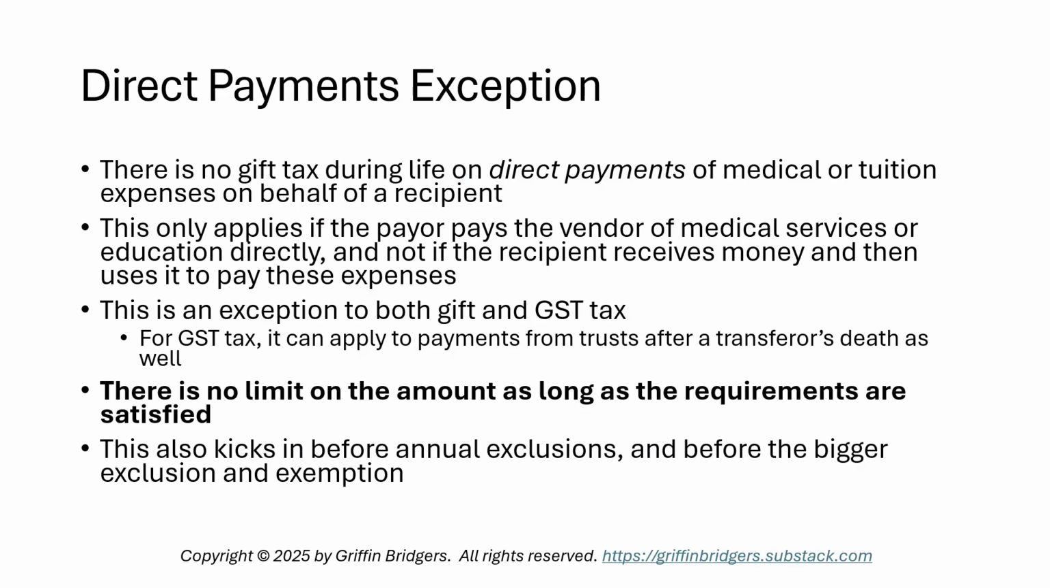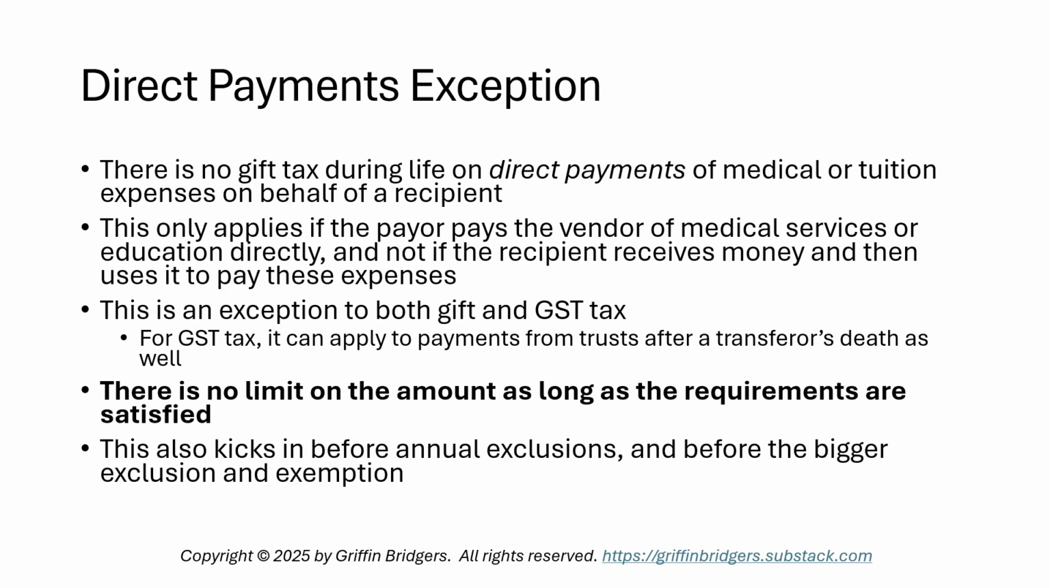Finally, we have the direct payments exception that says there's no gift tax during life on direct payments of any amount on behalf of any recipient as long as the payment is of medical or tuition expenses incurred by that recipient. Now, the important point here is that this has to be a direct payment. You don't get this exception if you give the money to the recipient first and then they turn around and use it to pay those expenses. Instead, it has to be you paying those expenses directly to the vendor of medical or educational services, specifically limited to tuition on the education side.